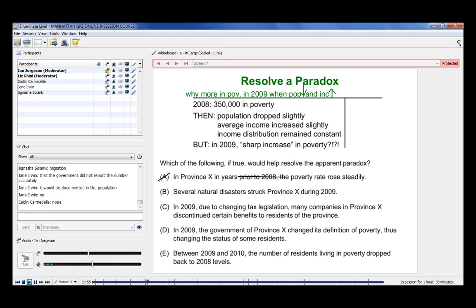Okay, how about B? Would B tell us why there was more poverty? Yeah, I agree with you guys. Now, that's not one we predicted, but it makes sense to me. Let's hold on to that. Okay, let's look at C. In 2009, due to changing tax legislation, many companies in X discontinued certain benefits to residents of the province.